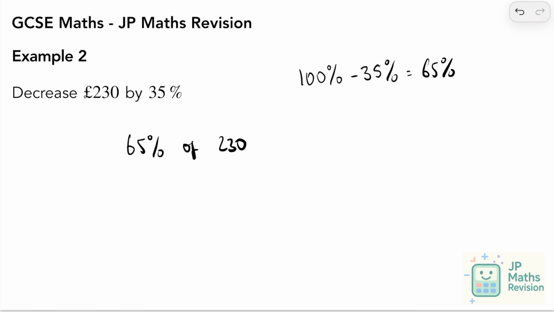So to do this, I need to convert 65% to a decimal. So to do that, I'm going to divide by 100. So that's going to be 0.65. And I'm timesing that by 230. And that is going to be £149.50. Okay.